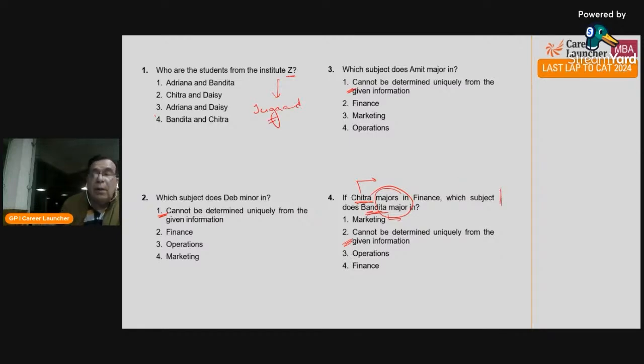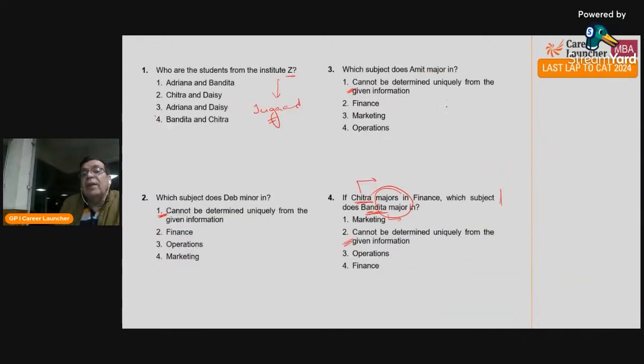So the second thing when I look at this table is that there's a data set which will be incomplete. And for at least Bandita and Chitra, we will not have the complete information. Okay. So where do we place it now?